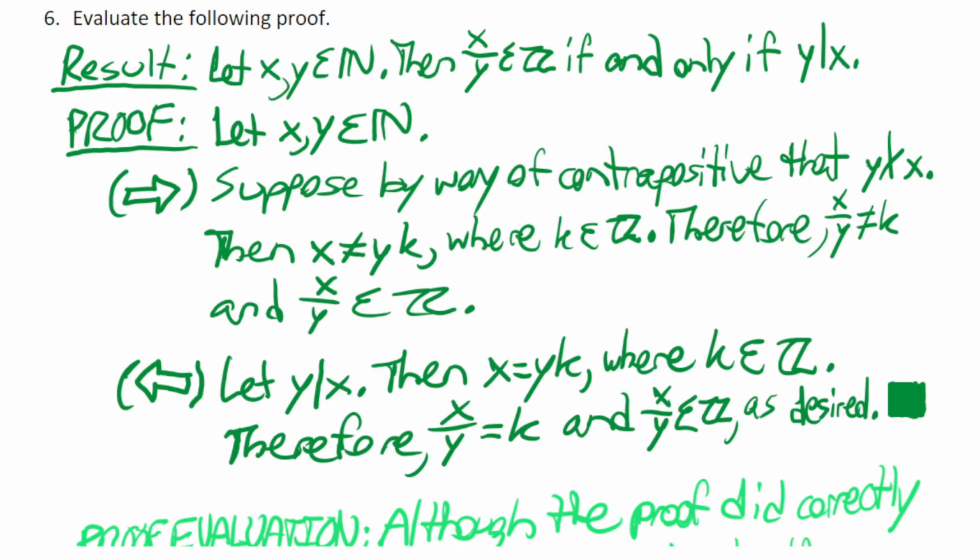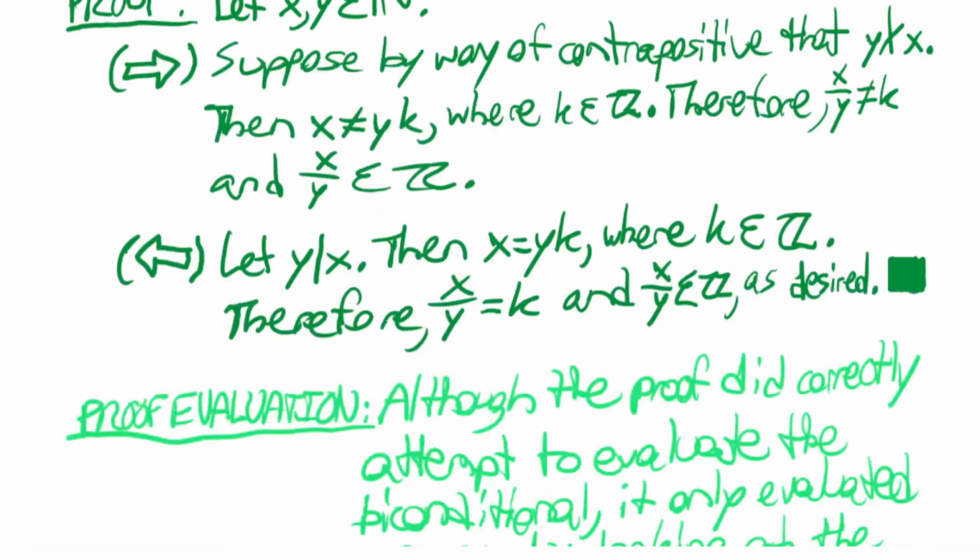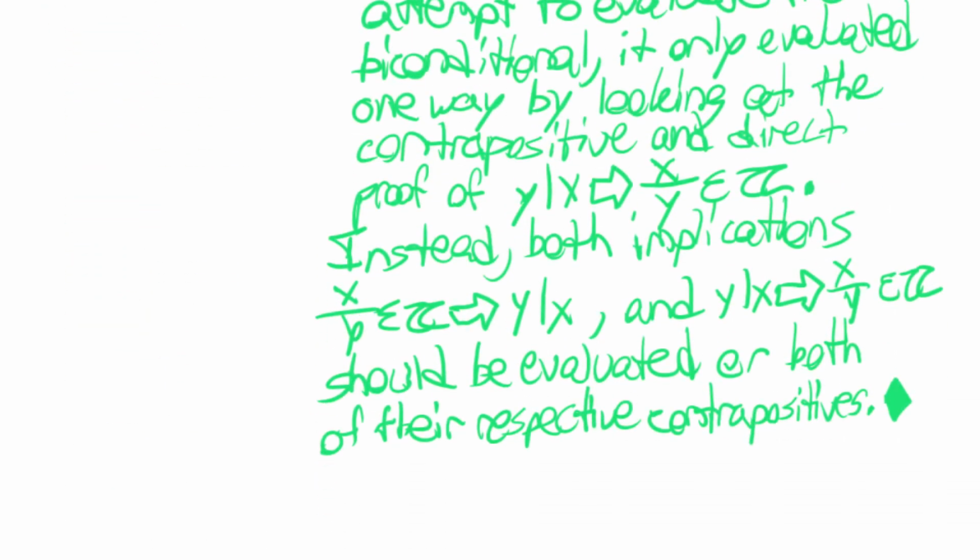And that's not the correct way to evaluate this biconditional statement, x divided by y is an integer if and only if y divides x, because you're technically only looking at one direction, and you're just looking at it using two different proof techniques, which you don't even need to do. You can just do one proof technique. And it's important too that when you do a biconditional, you stay consistent with your proof techniques throughout. So if you're looking at the contrapositive on one end, then you need to look at the contrapositive on the other end. And that's basically what we were implying in this proof evaluation.